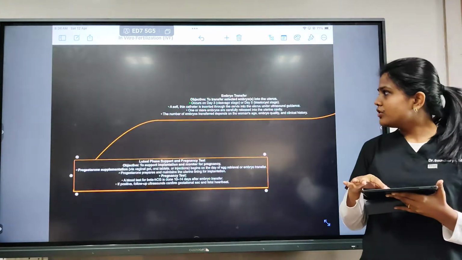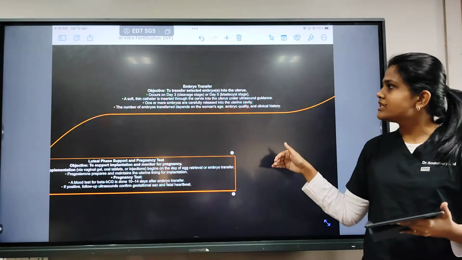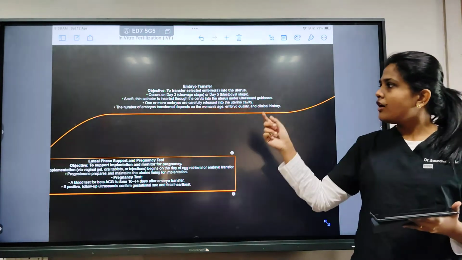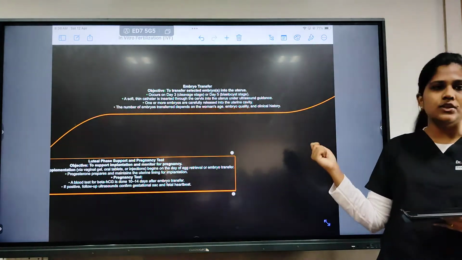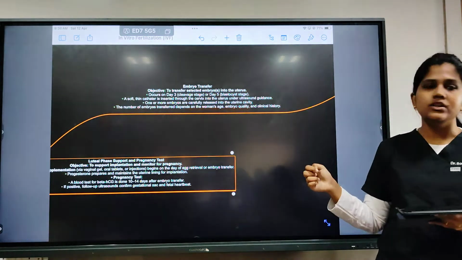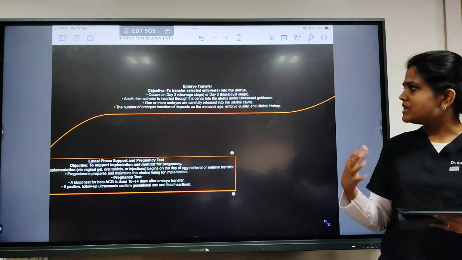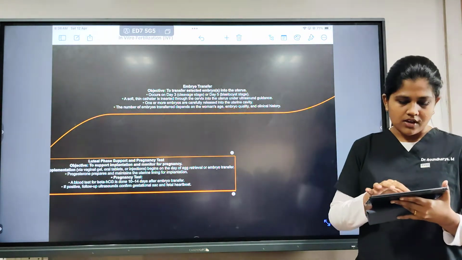Next is the embryo transfer. The objective is to transfer selected embryos into the uterus, which occurs on day 3 or day 5. A soft thin catheter is inserted through the cervix into the uterus under ultrasound guidance. One or more embryos are then carefully released into the uterine cavity. The number of embryos transferred depends on the woman's age, embryo quality and clinical history.